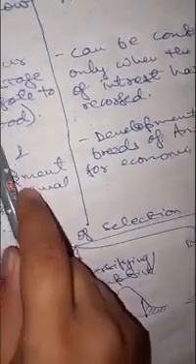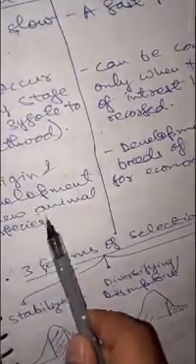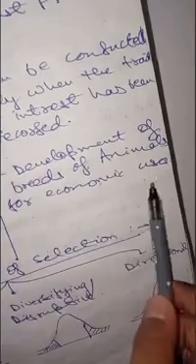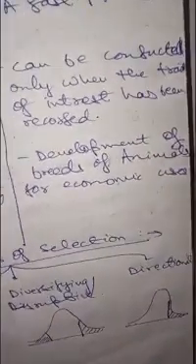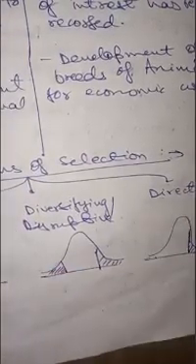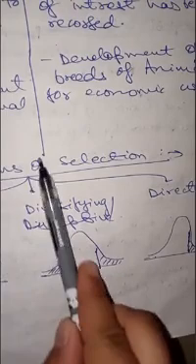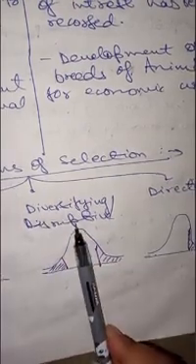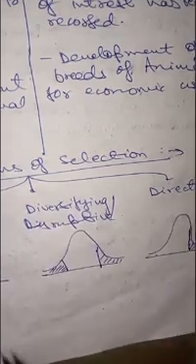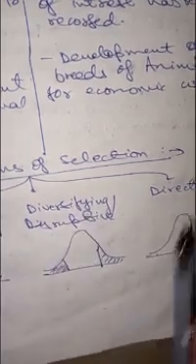Natural selection can occur at any stage from zygote to adulthood, and artificial selection can be conducted only after the trait of interest has been recorded or recognized. Origin and development of new animal species is an example of natural selection. Development of breeds of animals for economic use is an example of artificial selection. Now there are three forms of selection, not the basis or method of selection: stabilizing, diversifying or disruptive, and directional.